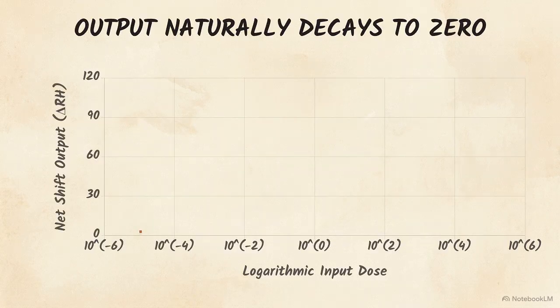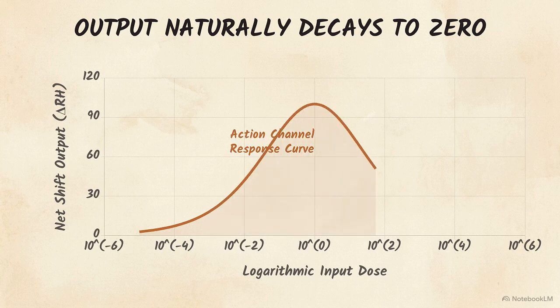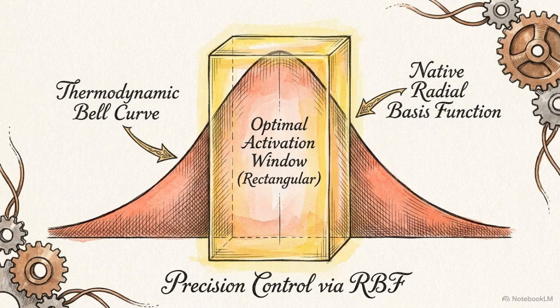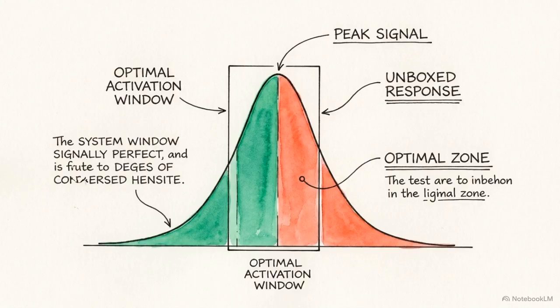This chart plots output against input dose logarithmically, producing a symmetrical Gaussian bell curve. Because the equation is a rational quadratic, as the dose approaches infinity, squared terms in the denominator dominate. The output naturally decays to zero. This shape gives the action channel a native radial basis function. It defines an optimal window of activation without needing multiple layers to box the signal in.